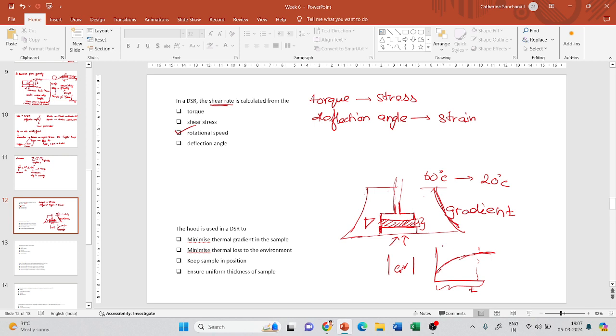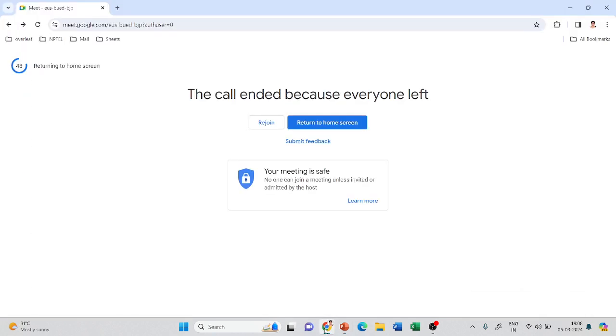So you should have a controlled environment. For that you use something called a hood. So the answer to this is minimizing thermal loss to the environment. It has nothing to do with keeping the sample in position, or with ensuring whether the sample is of uniform thickness or not. So the answer to this is minimize thermal loss to the environment.